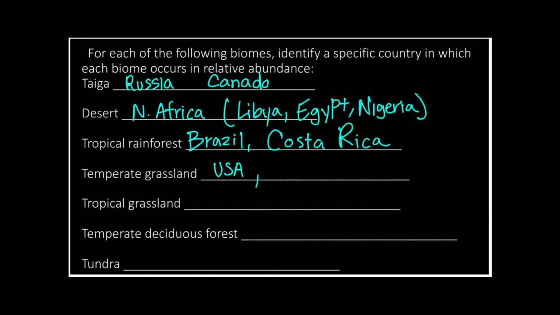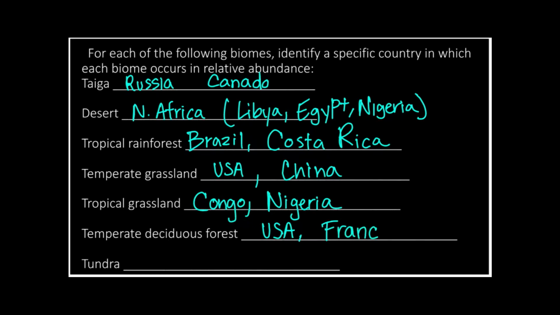We have those here. And they also have those in China. Tropical grasslands are in the Congo. A temperate deciduous forest, we also have those in the United States, right? That's kind of where we live. Also temperate deciduous forests in France. And again, the tundra would be Russia and Canada.